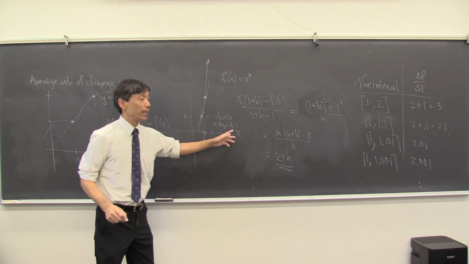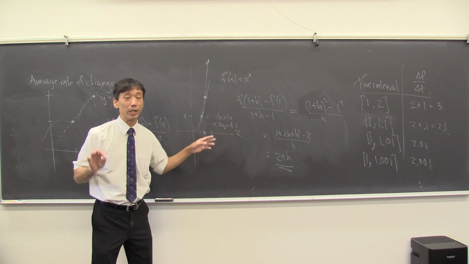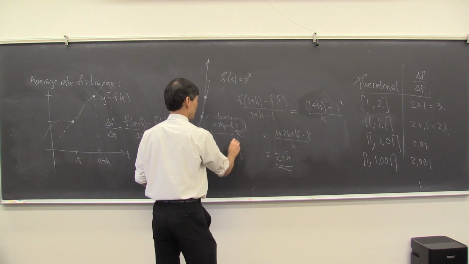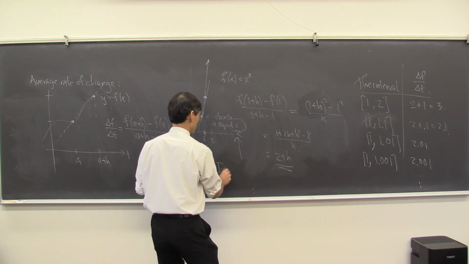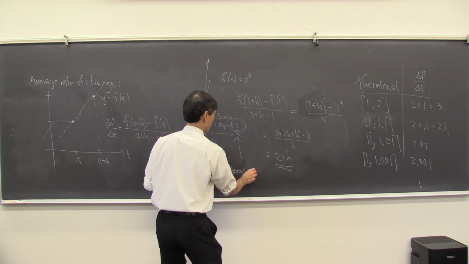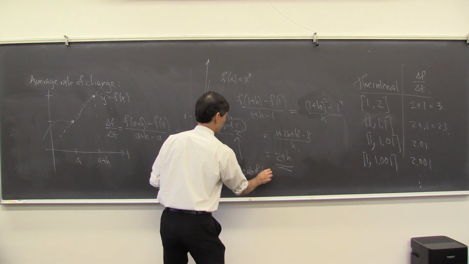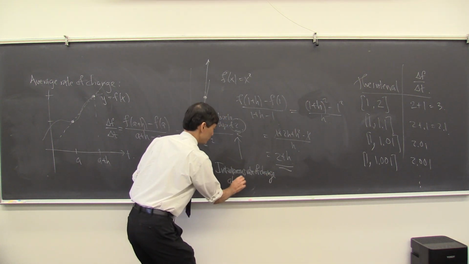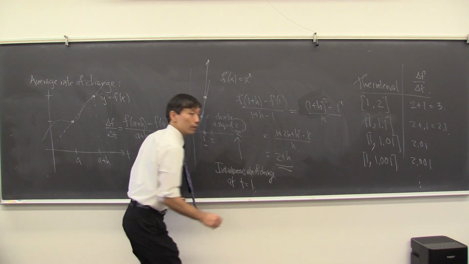Okay. And that thing is what we call the instantaneous rate of change. So that 2 is the instantaneous rate of change at t equals 1.